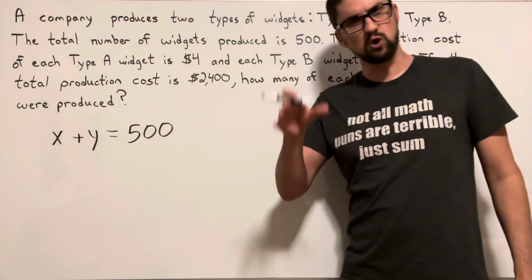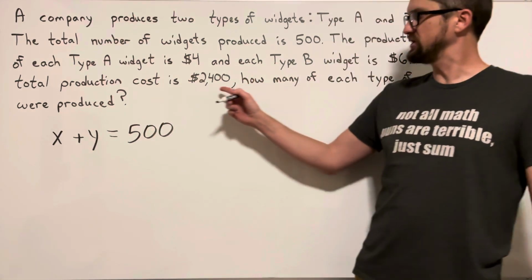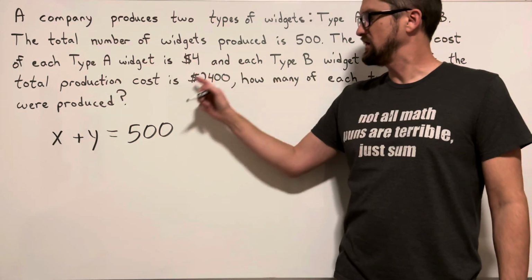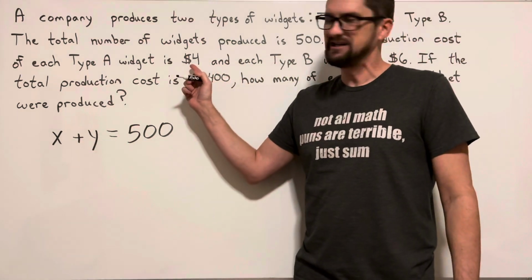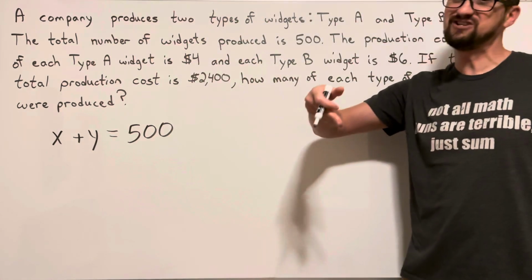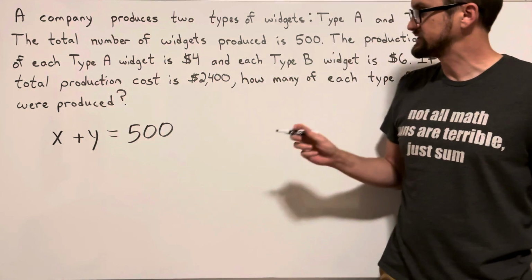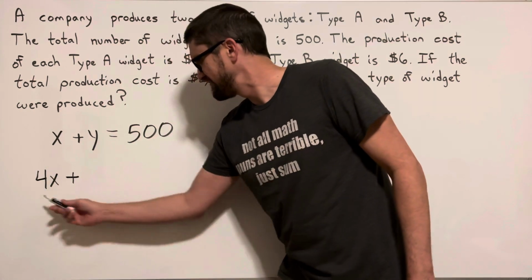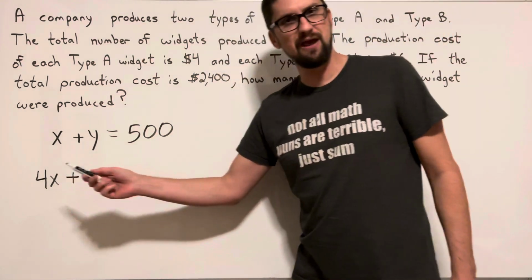Now I can also write an equation dealing with this production cost. The total production cost is $2,400. So I need to figure out the production cost of X type A widgets. They're $4 a piece. So if I take the $4 a piece and multiply by how many type A widgets I have, that's the production cost for the type A widgets. And that's going to be 4X. 4X represents the production cost for X type A widgets.